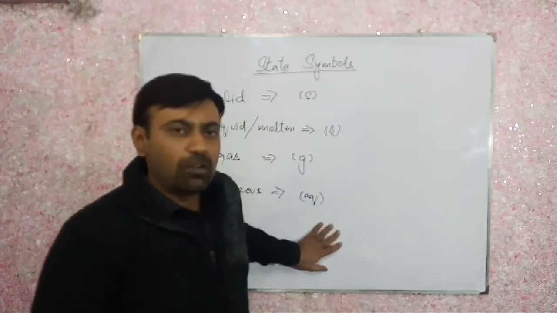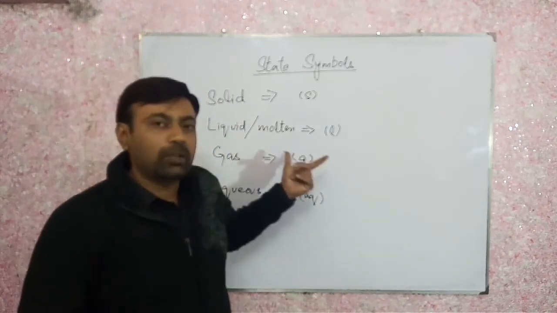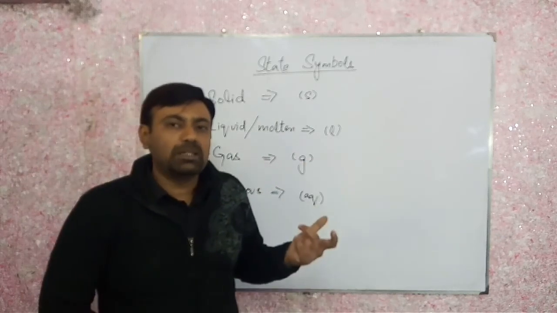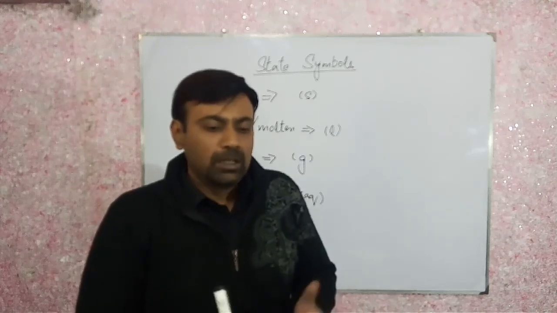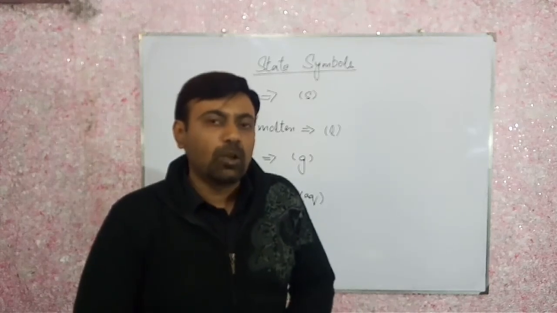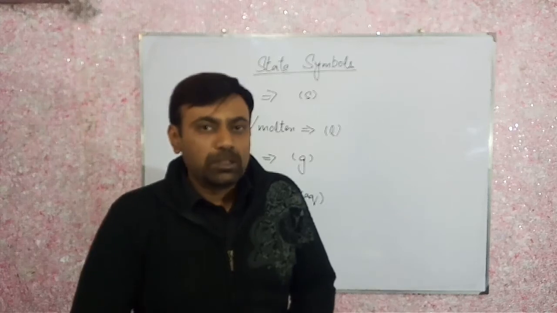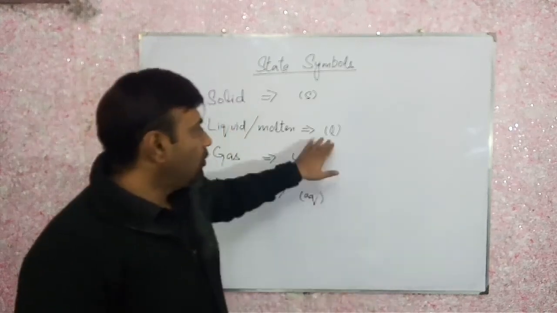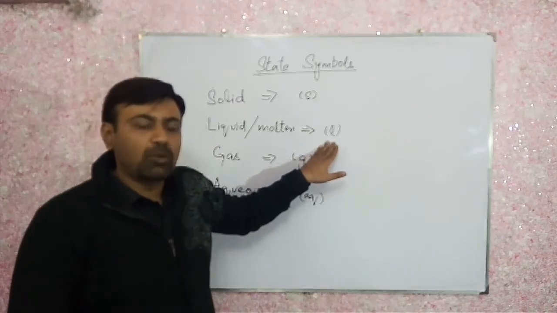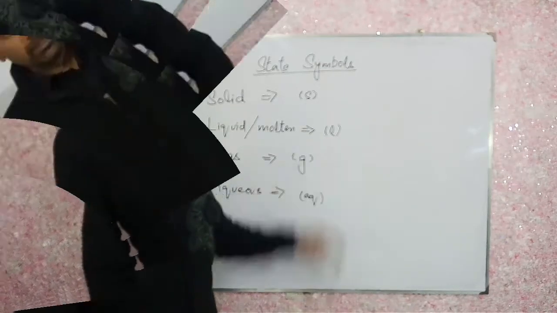Now aqueous means dissolved in water. Molten and liquid, they both represent the liquid form of anything. Molten just means the melted form, that the substance is actually a solid at room temperature, but we heated it to melt, to turn it into a liquid. But both of them are represented as a small l in the equation.